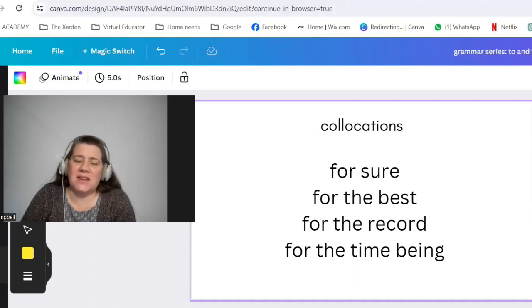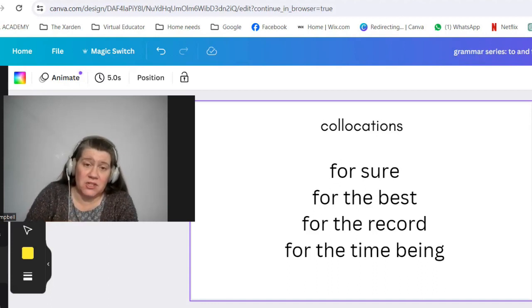Something happened and you say, you know, it really is for the best. You're trying to help somebody. It's for the best. For the record, I never wanted you to move to that other country. It's when you say for the record when you want to restate your opposition to something.